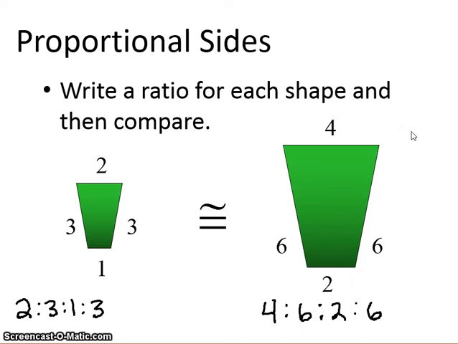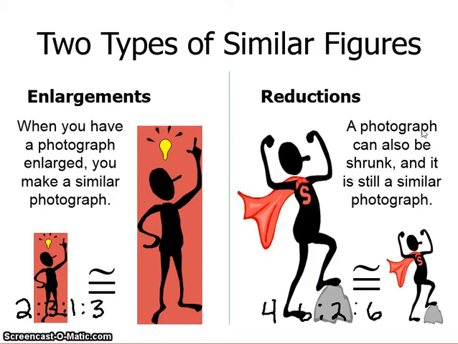So now let's move on to two specific types of similar figures. One of the types of similar figures is called enlargements, which is what we saw on the previous slide. A smaller figure is similar to a larger figure. The example we have here is a photograph. When a photograph is enlarged, it's still a similar photograph. It's just bigger in size. The opposite is also true for reductions. When you start with an enlarged photograph, you can shrink that same photograph and they are still similar.